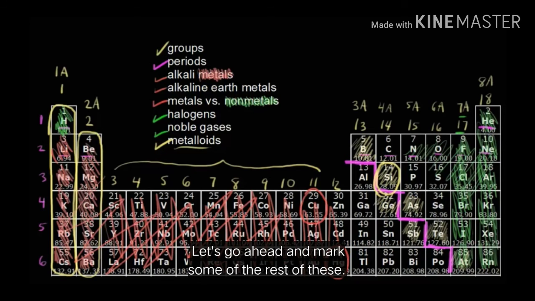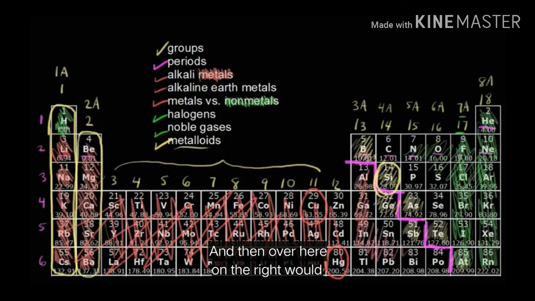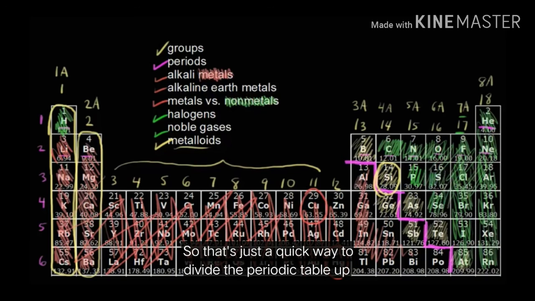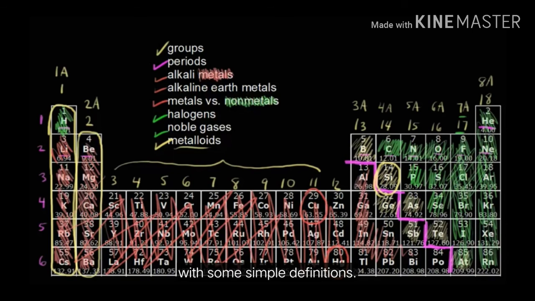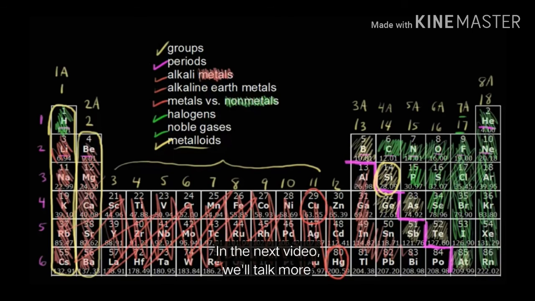And so let's go ahead and mark some of the rest of these. So these would be some other metals. And then over here on the right would be the rest of your nonmetals here. So carbon is a nonmetal, nitrogen is a nonmetal, oxygen is a nonmetal, phosphorus, sulfur, and so that's just a quick way to divide the periodic table up with some simple definitions. All right, so in the next video we'll talk more about the electronic structure and we'll get into the definition of transition metals.